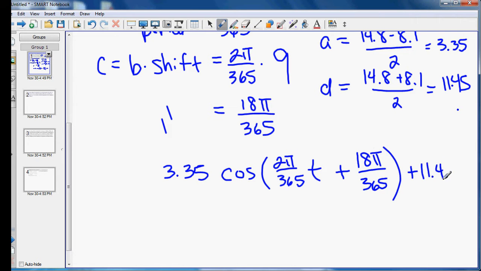One last thing, when you're dealing with cosine, if you start at a maximum, then you make the whole equation positive. If you start at a minimum, which is what we did by backing up to December 22nd, you have to put a negative out front. So you just got to remember, if you start at a minimum, you got to put a negative out front. If you start at a maximum, you leave it positive.